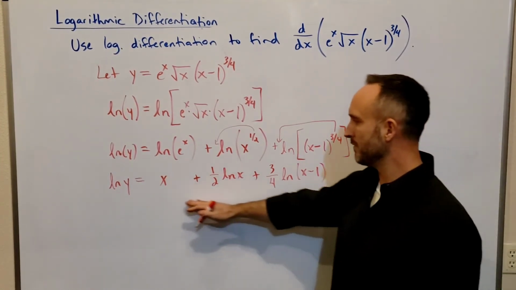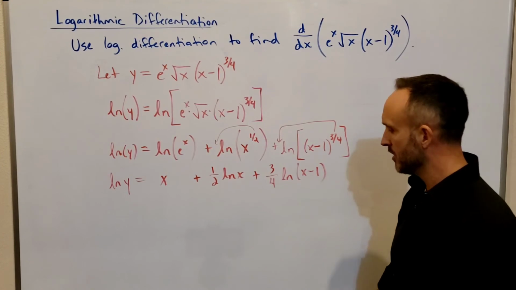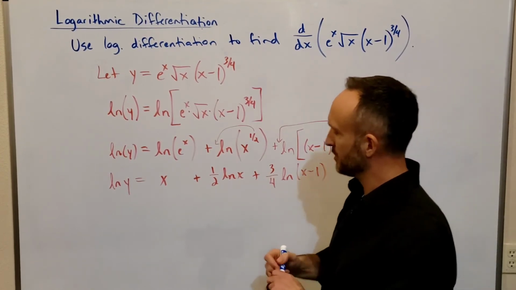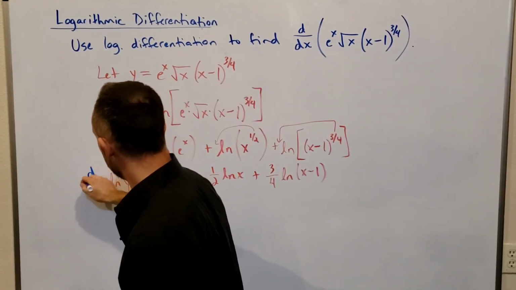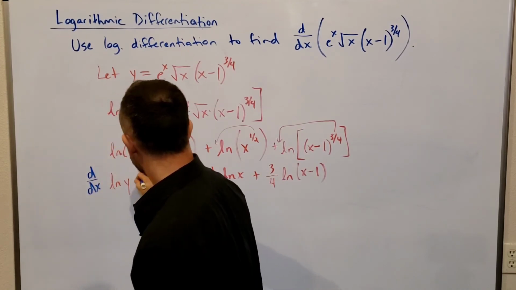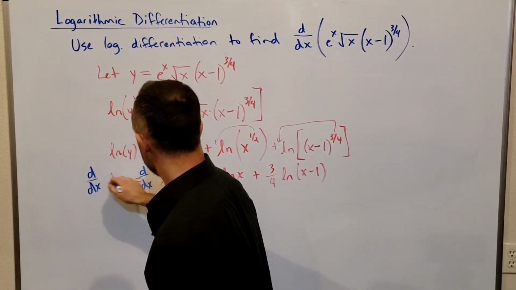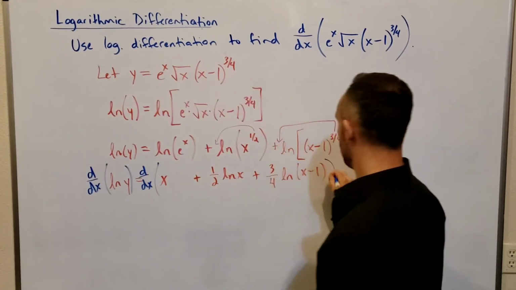But now we can't go any further. We can't use logarithm laws any further. So now let's differentiate both sides. And so here's the cool thing about this current derivative that we're doing on both sides.